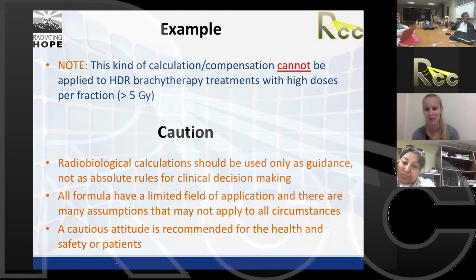Okay, so what happens if a patient misses a HDR brachytherapy treatment? How do we compensate for it? I must admit, we just give the same dose per fraction at the earliest possible time that we can treat that patient again. So we've never increased our dose to compensate for a missed brachytherapy treatment. But there may be other departments that do. It's not what I've experienced.